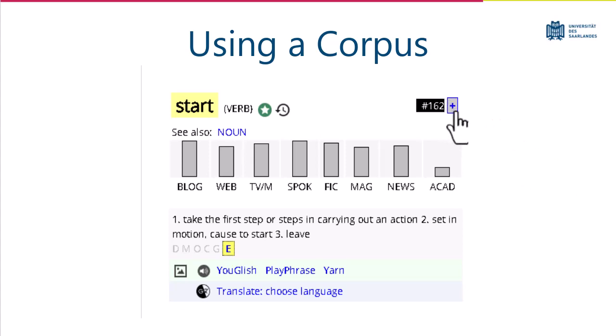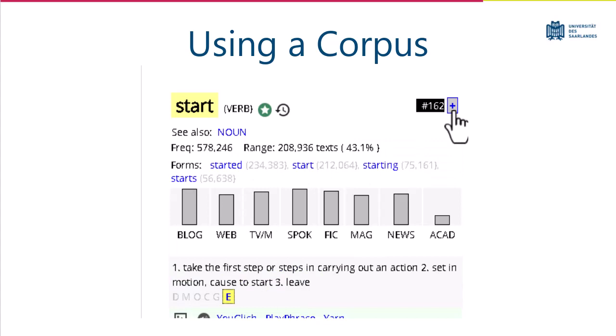If we click the small plus button, we get a little more frequency information. We can see how many times the word occurs in the corpus, as well as in how many of the corpus's texts. A pretty common word. But what if we want to know if this is an appropriate word for an essay we're writing? Well, just below the frequency information, we can get a good idea of what types of situations the word is used in. We see the categories blog, web, TV and movies, spoken, fiction, magazine, news, and academic, and information about how often the word is used in each one relative to the others.